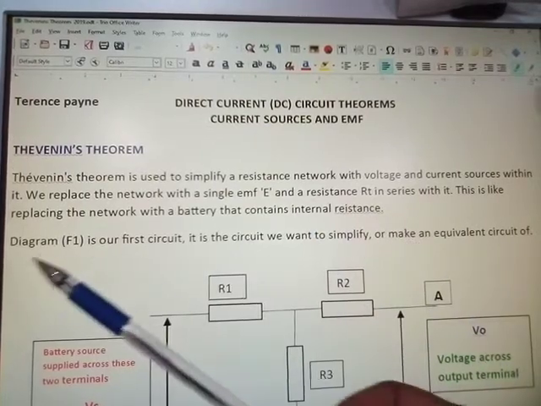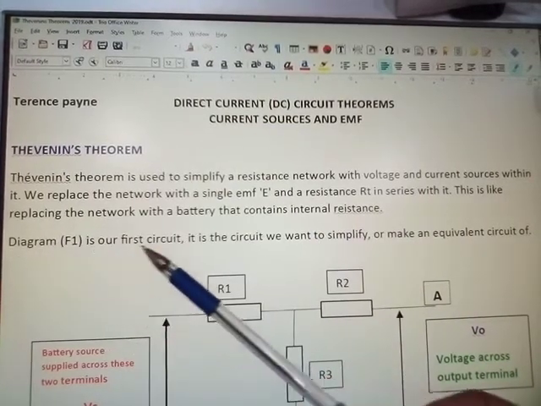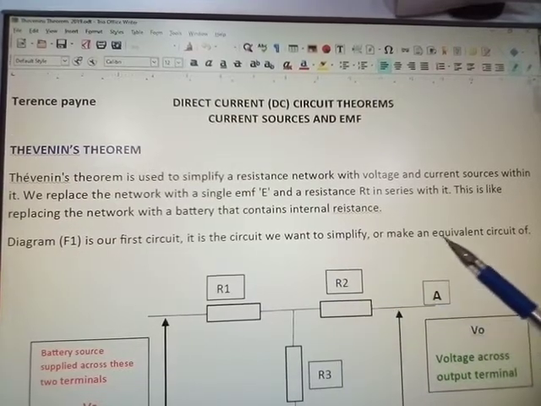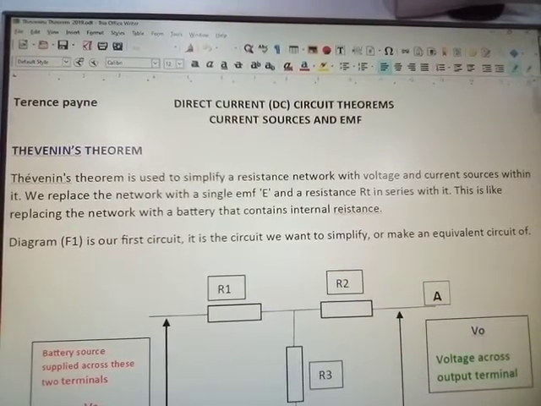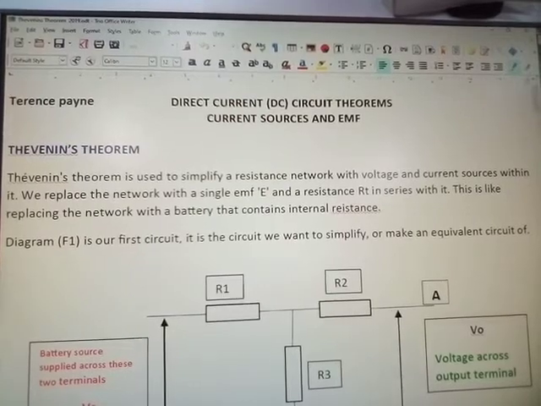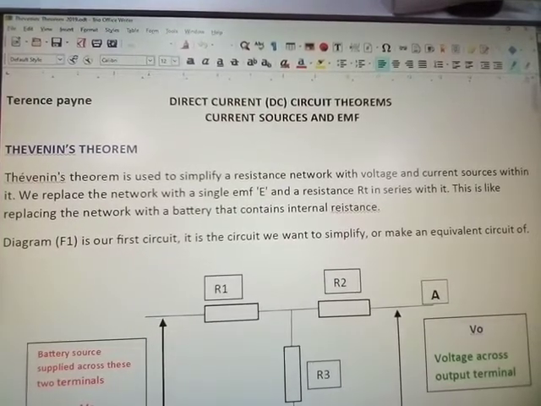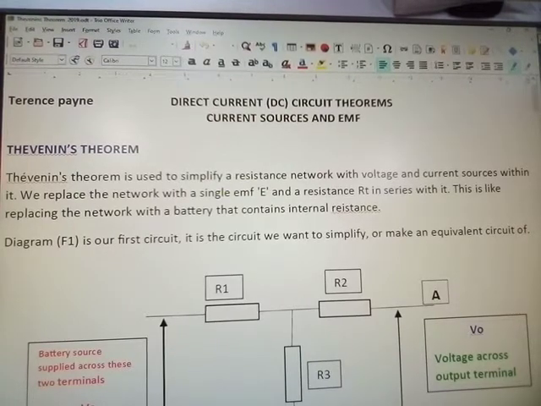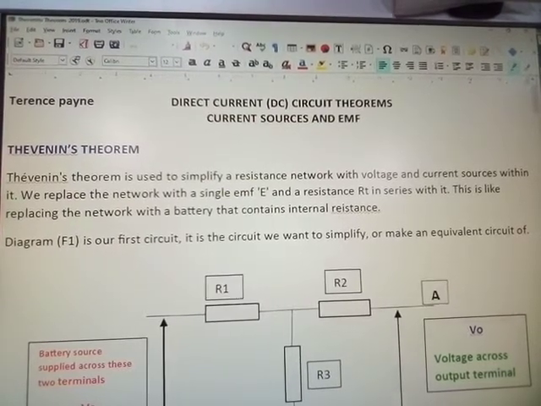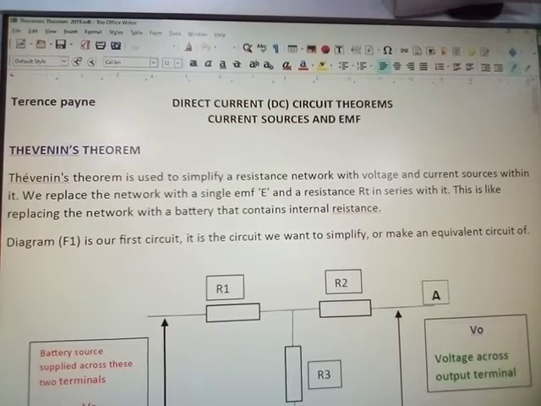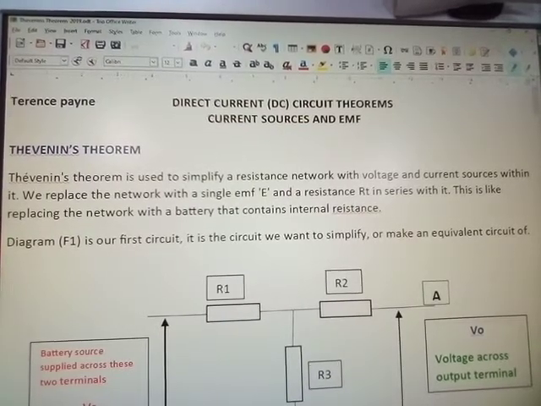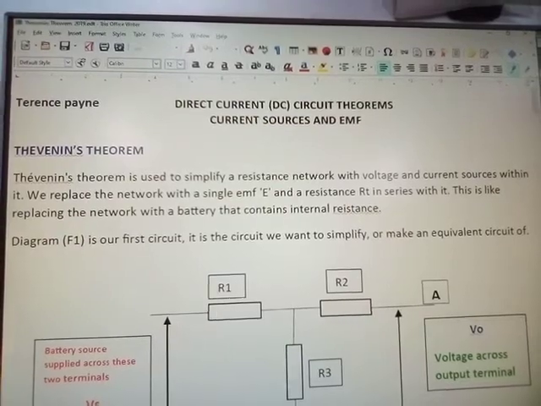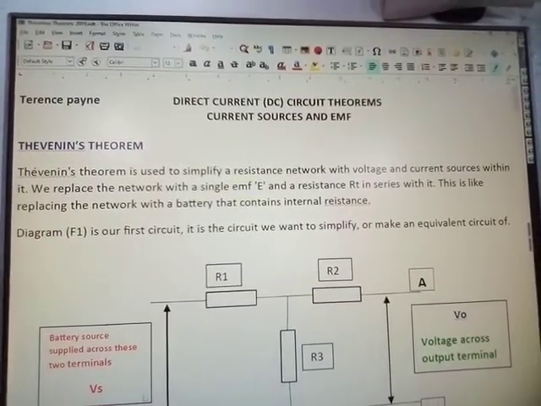Now, diagram F1 is our first circuit. It is the circuit we want to simplify or make an equivalent circuit. You need to draw these out for yourselves. You must draw the diagram out so you get a conceptual pictorial representation in your own mind. Do not just think you can do it from the screen. It will not work. Okay?